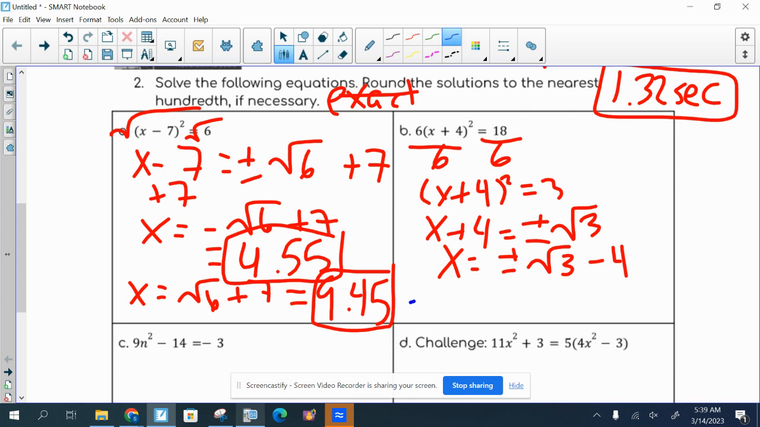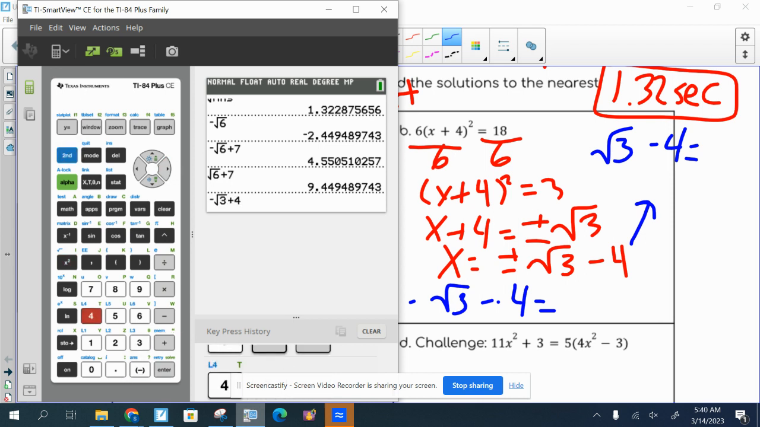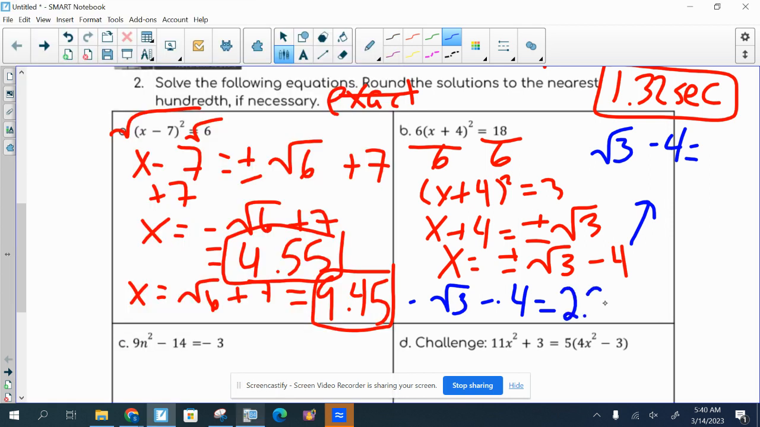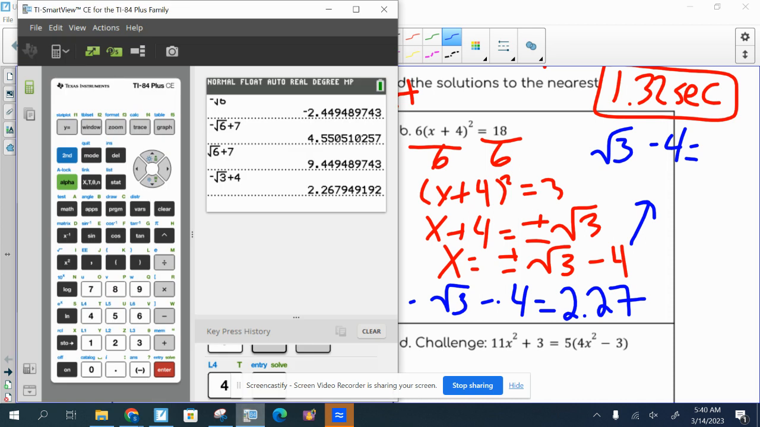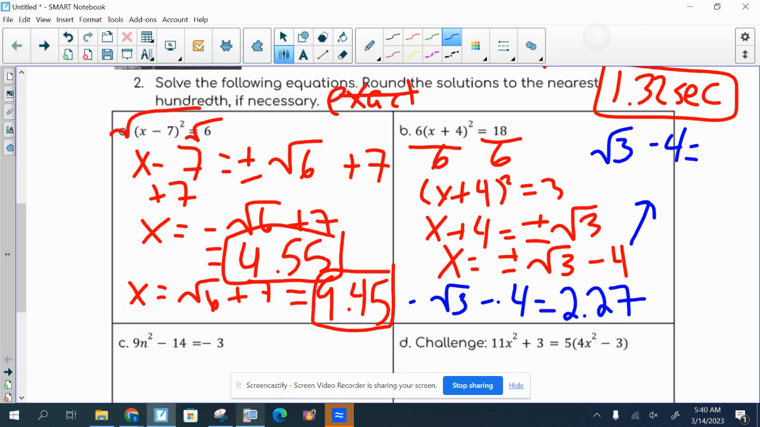So remember, this would give you negative square root of 3 minus 4, or positive square root of 3, I'm going to do the other one over here, minus 4. So let's type both into our calculator. Negative square root of 3 plus 4, 2.27, and positive square root of 3 plus 4, 5.73.